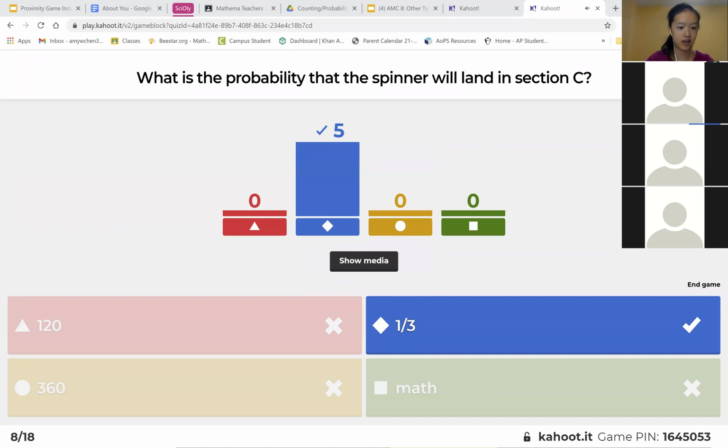Oh, okay. I forgot the full circle is 360, so it took me so much longer. Yeah. I don't know what this math thing is.